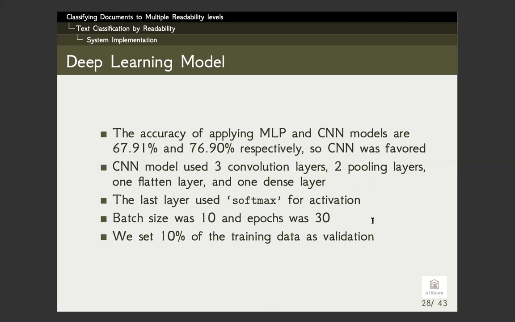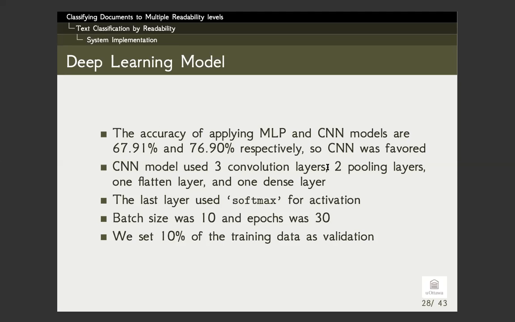For the deep learning models, the accuracy of applying the MLP classifier and CNN model were 67.91 and 76.90 respectively. So we favored CNN over MLP for that reason. And the CNN model used 3 convolution layers, 2 pooling layers, 1 flat layer, and 1 dense layer. And the last layer used softmax for activation. We used a batch size of 10, and the epochs were 30.